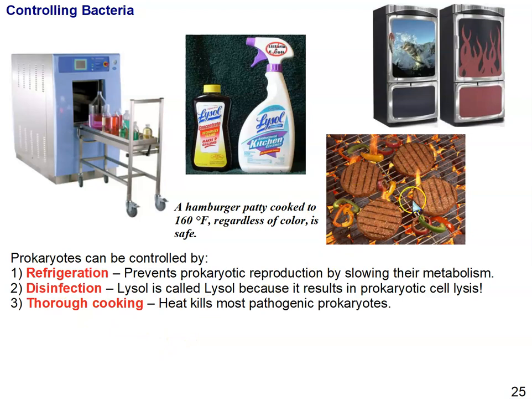Cooking, thorough cooking. So we want to bring hamburgers, for example, to 160 degrees Fahrenheit. Doesn't matter if it's still pink inside, as long as the meat on the inside of the burger gets to 160 degrees, that will kill any of the pathogens that might be in the burger. Like the E. coli from the cow that was butchered to get the meat. That's the E. coli that will make you sick.